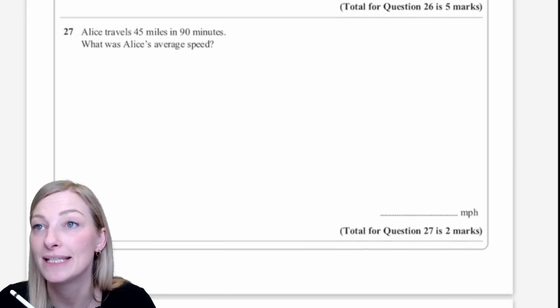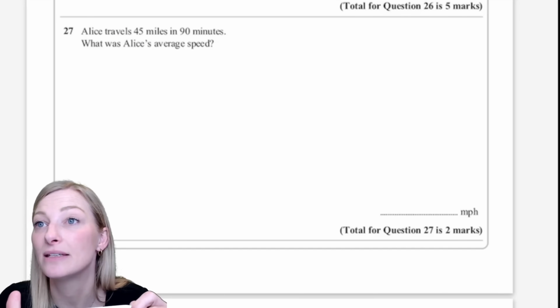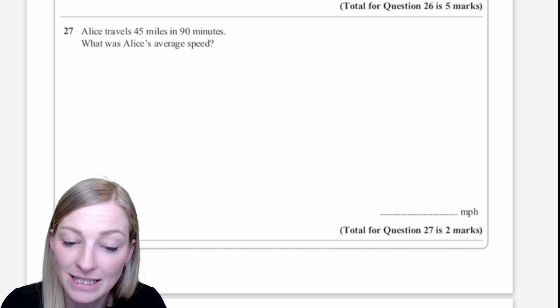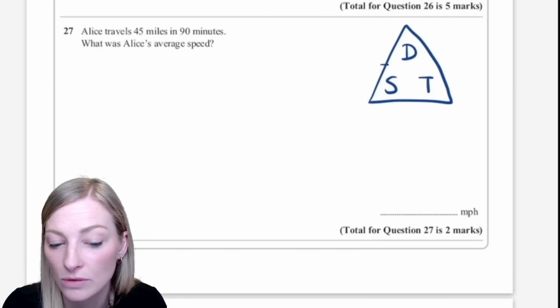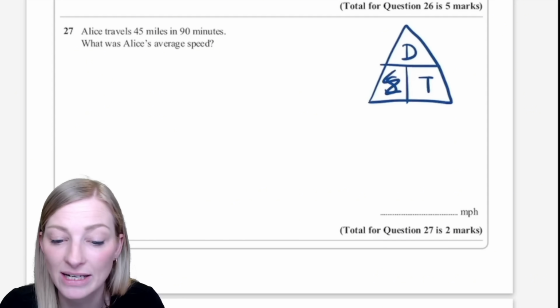Question number 27. Alice travels 45 miles in 90 minutes. What was Alice's average speed? So we know that speed is distance divided by time. You might remember this triangle. So if you want the speed, cover that up and do the sum that's left behind.